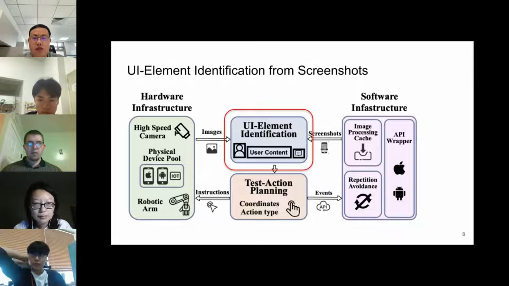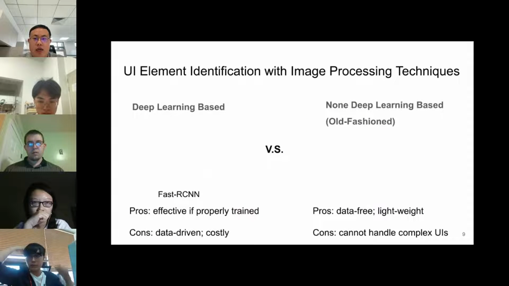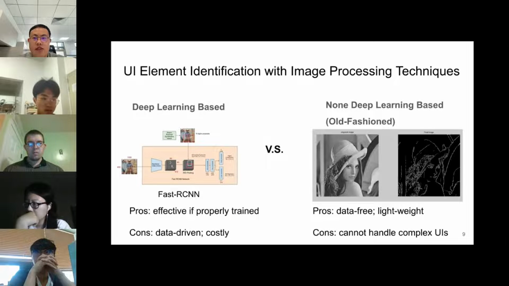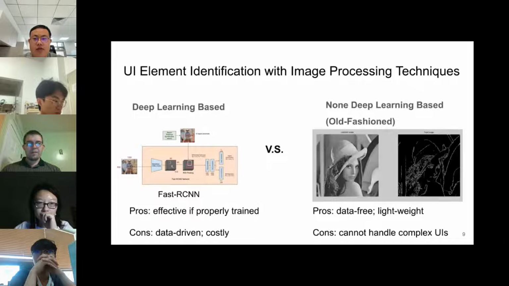Next, we select proper techniques to identify UI elements from screenshots. There are numerous UI element identification techniques falling into 2 main categories. First, deep learning-based techniques use a data-driven approach. They are first tuned on a set of training data, and then used to process the screenshots. While they are effective given enough training data, the data collection is costly when they are applied to a new app. Second, old-fashioned techniques use image processing to segment the image and locate UI elements in the screenshots. Old-fashioned techniques are data-free, but they may fail to handle complex UIs.